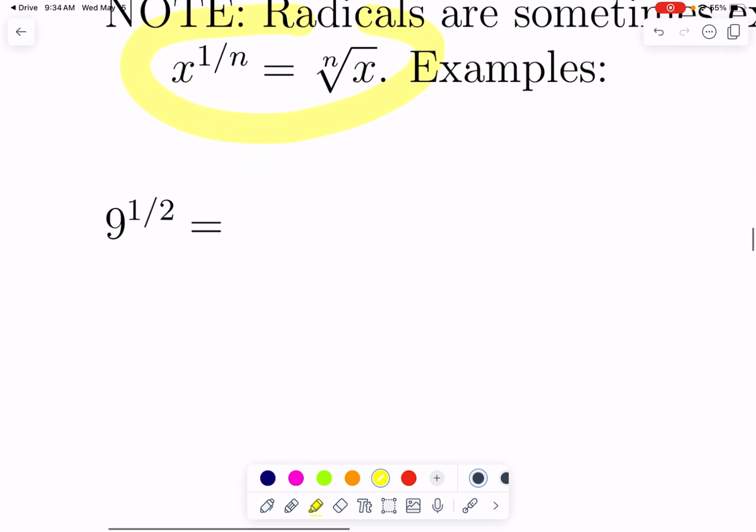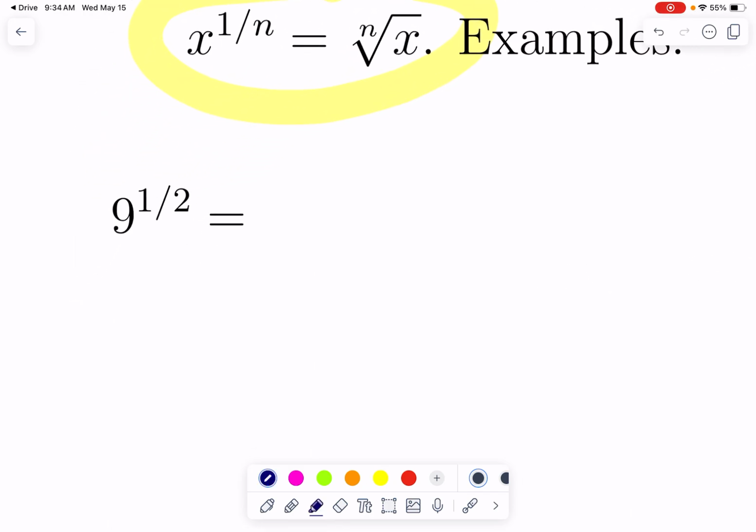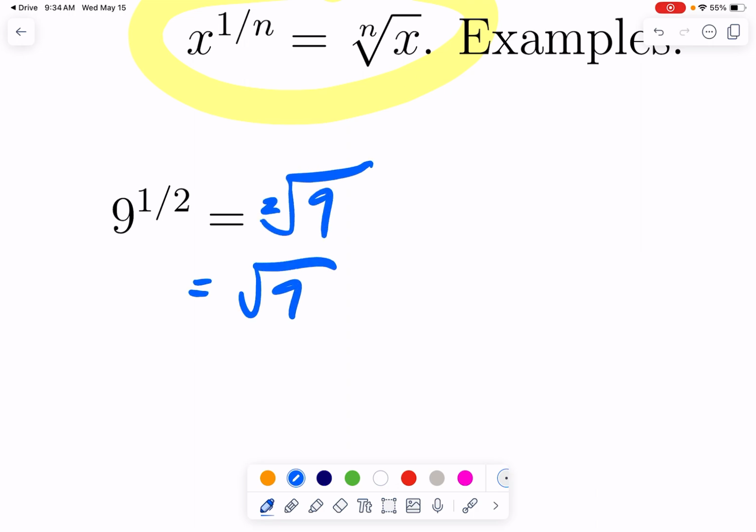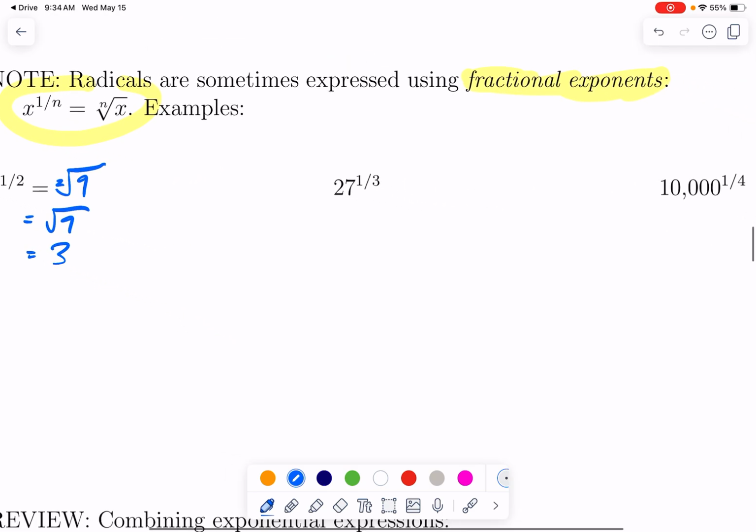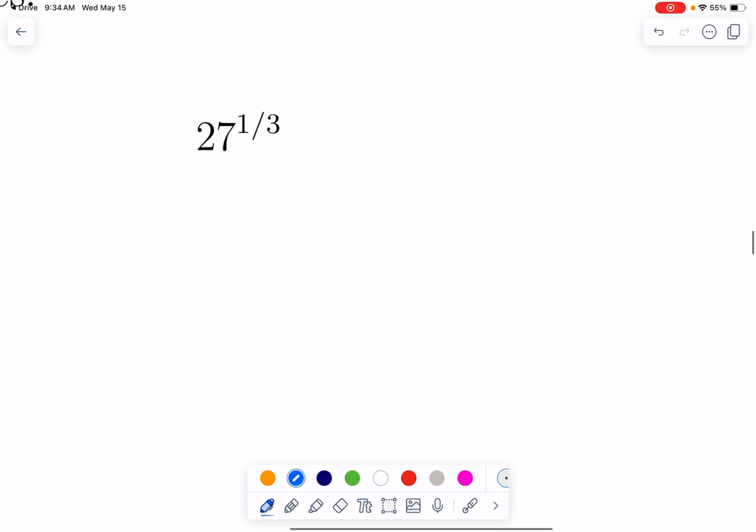So here, for example, the 1/2 power of 9 just means the second root of 9. And usually we don't write that 2. This is just the square root of 9, which of course is 3. What does 27 to the 1/3 power mean? It means the third root or cube root of 27.